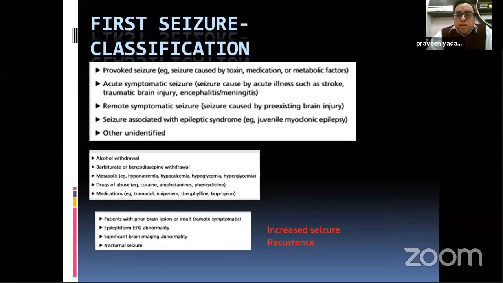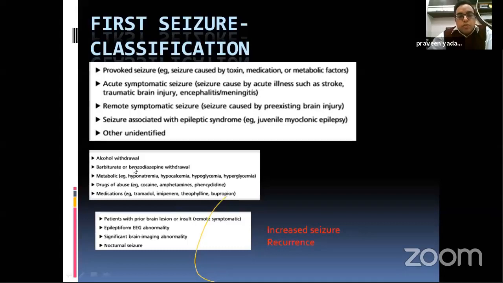So how do we classify the first seizure? It can be classified as a provoked seizure. It can be classified as an acute symptomatic seizure, in which it is due to an acute illness like stroke, traumatic brain injury, encephalitis, meningitis, etc. Or it could be a remote symptomatic seizure, which occurs after 1 week, 1 week later on. Whatever seizure occurs then is a remote symptomatic seizure. Now, remote symptomatic seizure means the chances of having epilepsy is high. Acute symptomatic seizure means it is due to the acute illness, and usually the chances of developing epilepsy in these patients are less. Then there is seizure associated with an epileptic syndrome like JME, and other unidentified causes. So all these are the classification of first seizure.